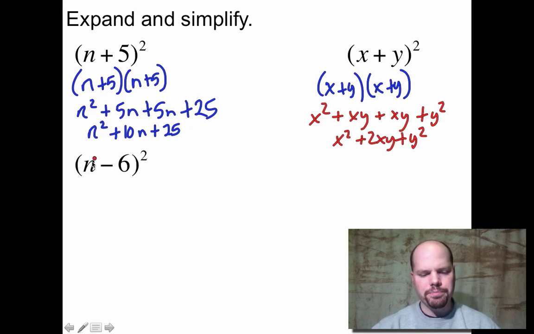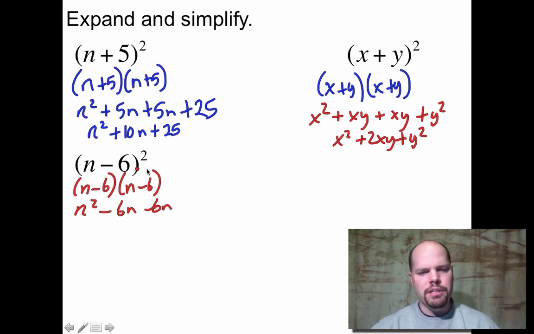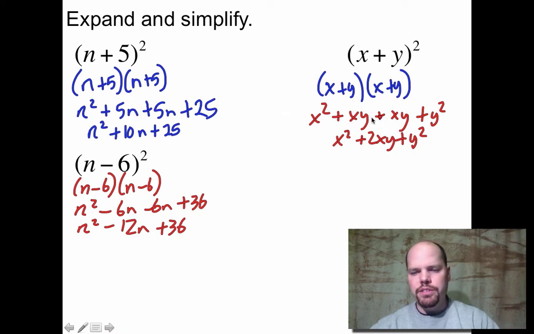What is the pattern? Well, what if it's subtraction? This is going to be the quantity n minus 6 times the quantity n minus 6. So n times n, n squared. n times a minus 6, so minus 6n. A minus 6 times n, so another minus 6n. And a minus 6 times a minus 6 would be plus 36. So this is going to be n squared minus 12n plus 36, because we have two of the same. Hopefully you're starting to see that. We end up with two of the same, that's a common mistake piece to miss. So this 5n and 5n become 10n, xy and xy become 2xy, and minus 6n and minus 6n become minus 12n.